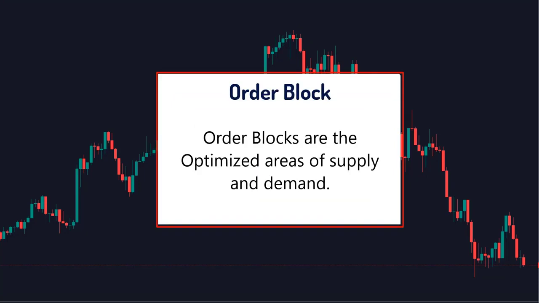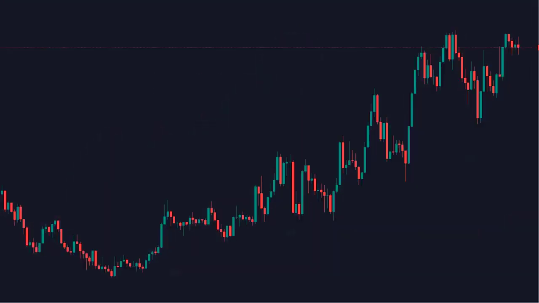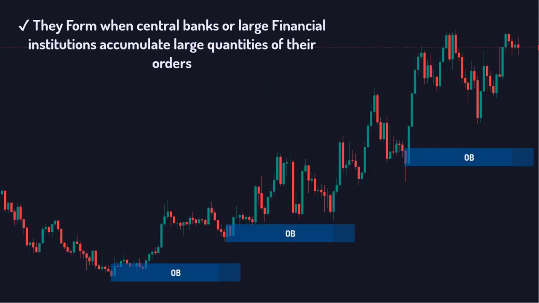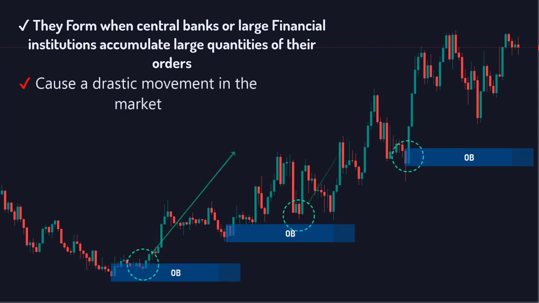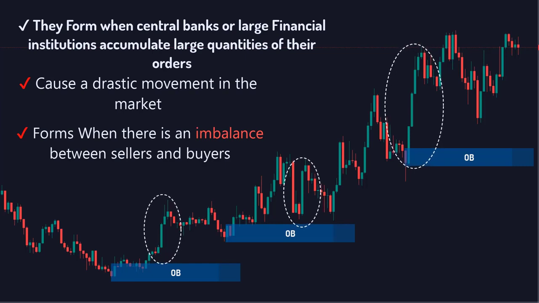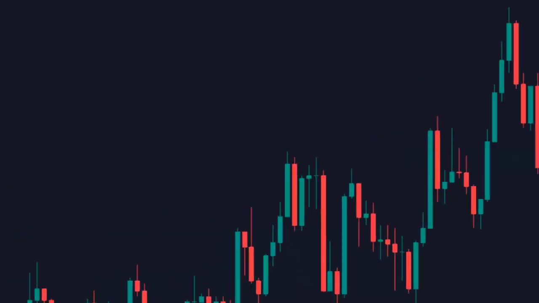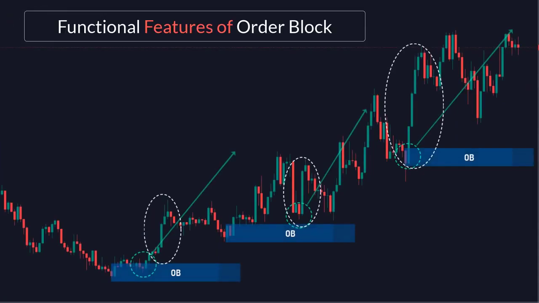Order blocks are the optimized areas of supply and demand, and they form when central banks or large financial institutions accumulate large quantities of their orders in a small area, which can cause a drastic movement in the market. In other words, they form when there is an imbalance between sellers and buyers. If you still don't know how to identify order blocks and specify them on the chart, I definitely recommend you watch our video about order blocks again to fully understand this important topic, as we will only discuss it briefly here.